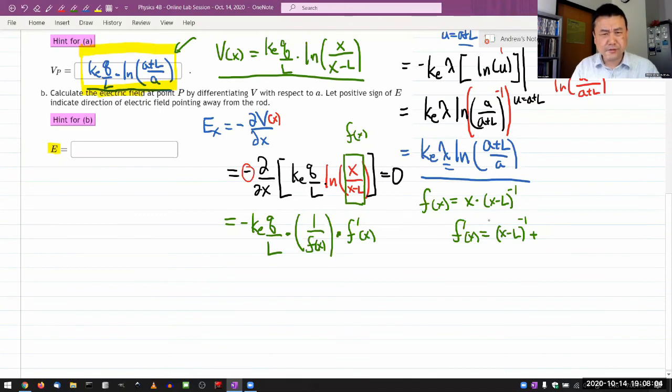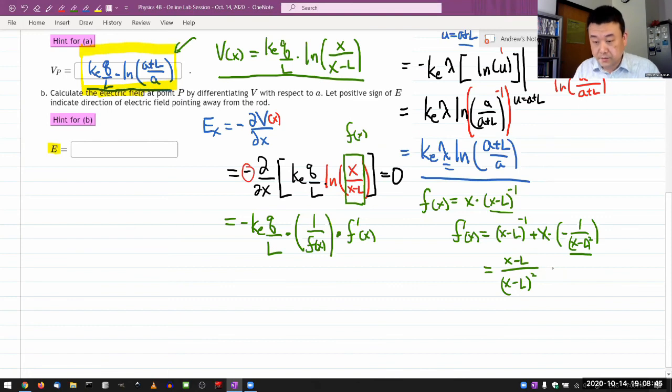And you guys all know the product rule, right? I don't have to write it out. So this function x times the derivative of that. That's going to give me minus (x minus L) raised to the power of minus 2, or 1 over (x minus L) squared. So let me simplify this before I attempt to plug things in. The first term, I can put into the common denominator, so (x minus L) squared, and the numerator becomes x minus L. I have to multiply top and bottom with that to get to this point.